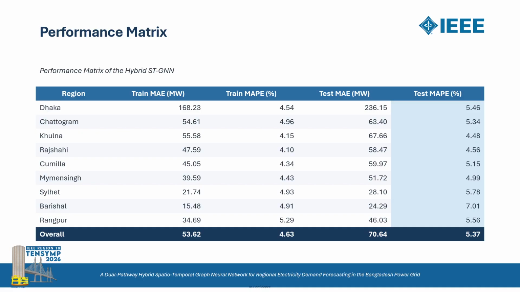This table gives the full regional breakdown for both training and test sets. The overall test error is 70.64 megawatts at 5.37% MAPE. I would draw your attention to one detail. The gap between training and test MAPE is small, 4.63 versus 5.37. This narrow gap tells us the model generalizes well and is not overfitting. Most regions stay below 5% error. The smaller peripheral regions remain the harder cases, as expected, given their smaller and more volatile loads.